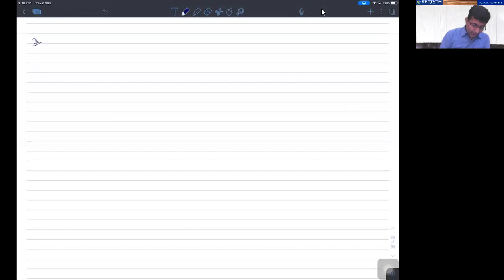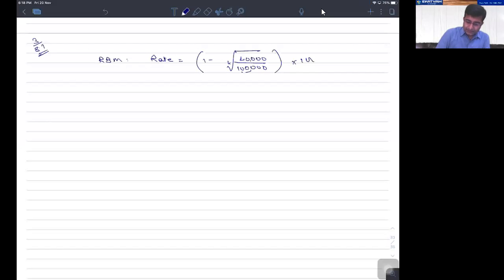Question number 3 is what we are talking about on page 8.1. Under the reducing balance method, we are supposed to calculate the rate. The rate will be equal to 1 minus 4th root of 40,000 upon 1 lakh, whole multiplied by 100. And this comes to 20.47%. Is that right?